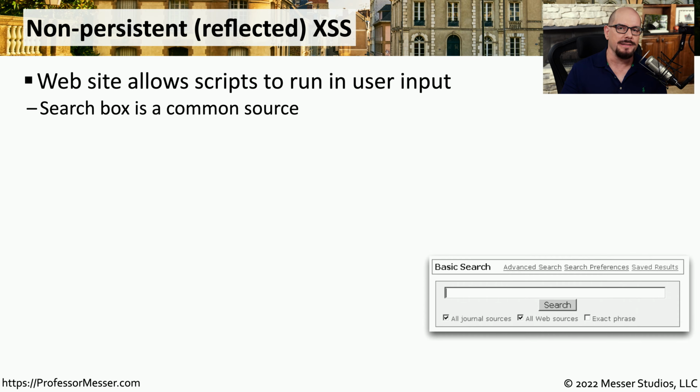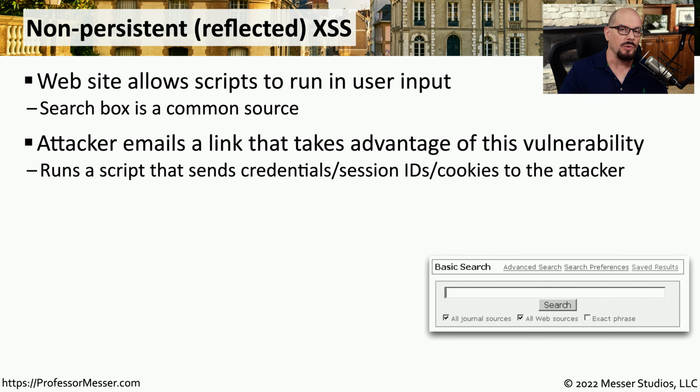The first step in taking advantage of a cross-site scripting vulnerability is to run some type of script inside of a user's browser. This might be a search box or some other type of input in a web-based application. This exploit commonly takes the form of an email that is sent from the attacker to the user. The user clicks a link inside of that email that then runs a script that takes private information such as user credentials, session ID, or other sensitive details, and it sends that information to the attacker.